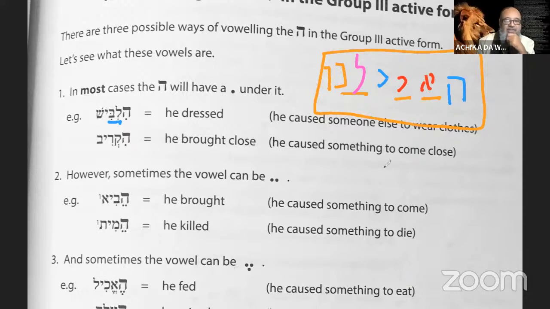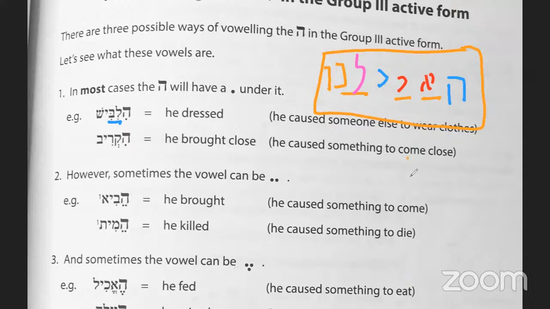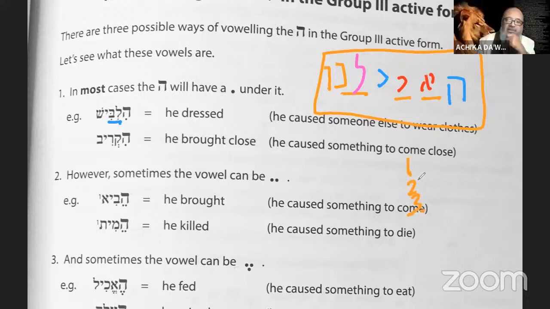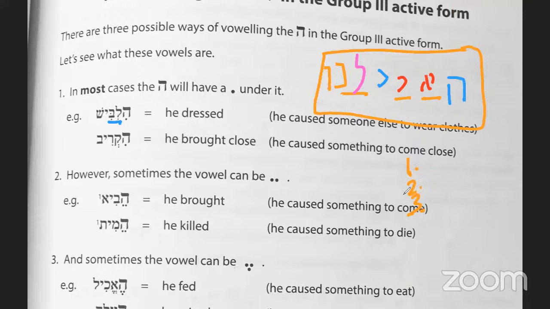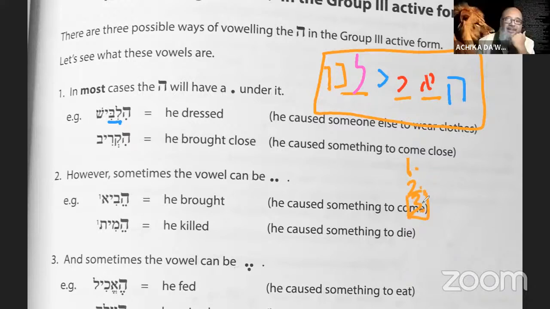Okay. So now, who is doing the feeding? He. So is it a first person, second person, or third person? Is it third? Let me see. Nope. I'm correct. It's not third. It's a first. The nu here is a first person.